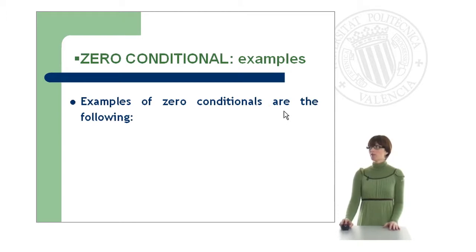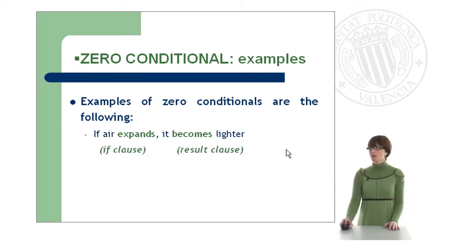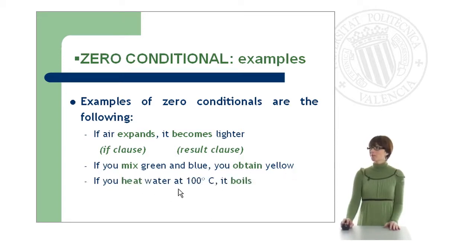Some examples of zero conditionals are the following. If air expands, it becomes lighter. Here we have an if clause, if air expands, and then the result clause, it becomes lighter. As you can see, we use the present simple in both the if and the result clause: expands and becomes. Other examples are the following. If you mix green and blue, you obtain yellow. If you heat water at 100 degrees Celsius, it boils.